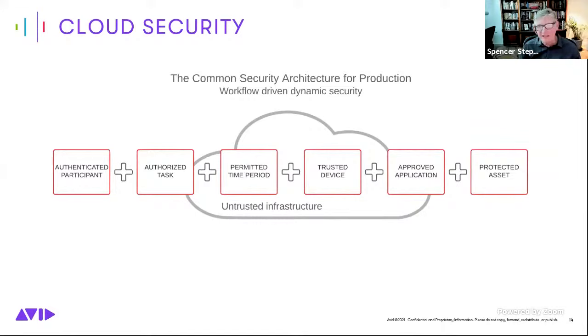So we broke this down. We took it down to: the participant needs to be authenticated. The task they're doing needs to be authorized. They have a certain time period in which they're going to be doing it. The device has to be trusted. The application has to be approved, and they're doing it to a protected asset. So what we've done here is we've really taken the principle of zero trust network and applied this to a workflow. And so each part of that is protected, and therefore the whole thing is protected. And the other thing about this is we're not just about protecting the assets, which is the primary goal at the moment of production security, but here we're also protecting the integrity of the workflow.